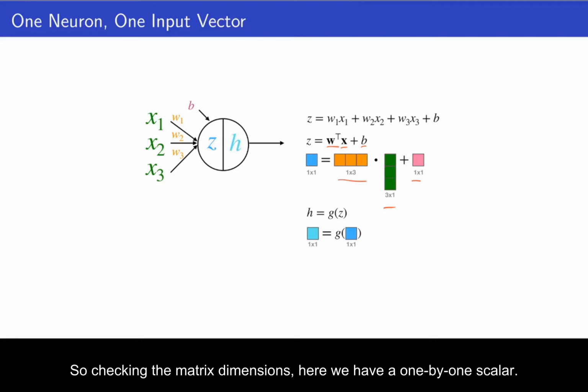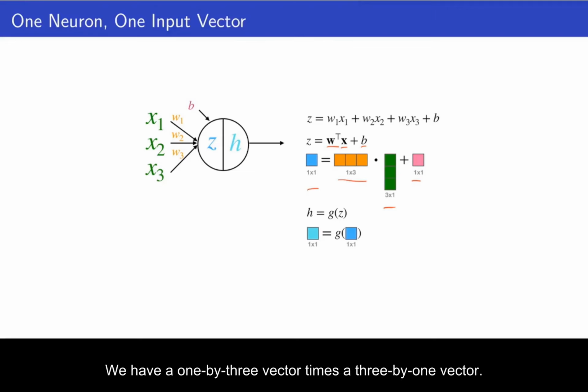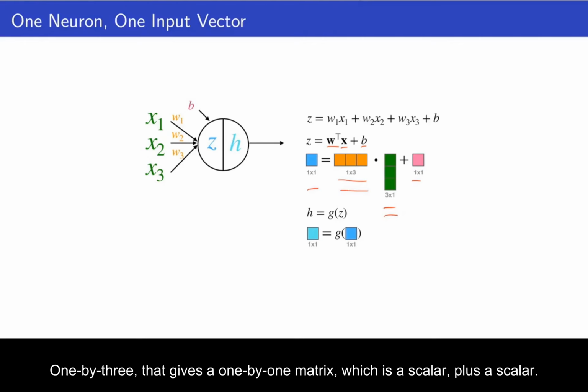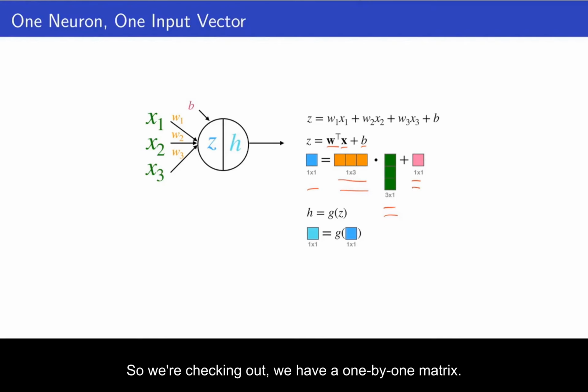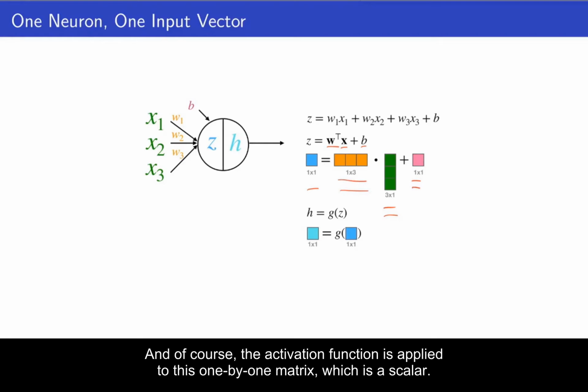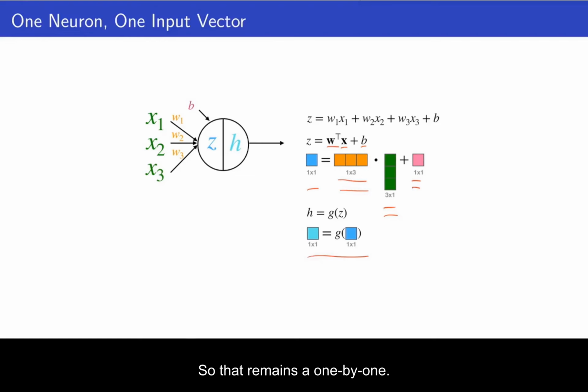Checking the matrix dimensions, here we have a 1 by 1 scalar. We have a 1 by 3 vector times a 3 by 1 vector. 1 by 3 times 3 by 1 gives a 1 by 1 matrix, which is a scalar, plus a scalar. So it checks out, we have a 1 by 1 matrix. And of course, the activation function is applied to this 1 by 1 matrix, which is a scalar. So that remains a 1 by 1.